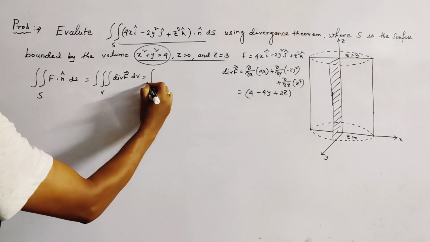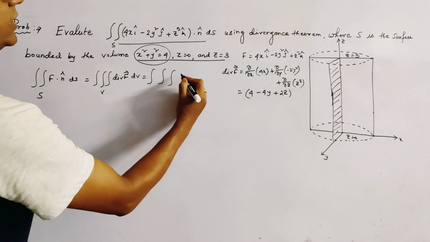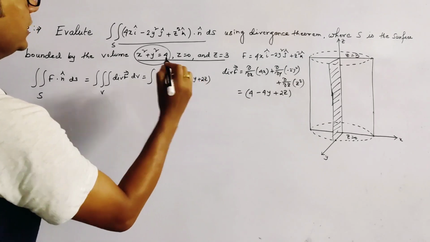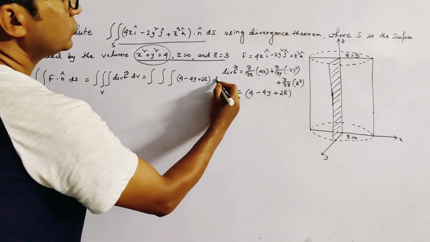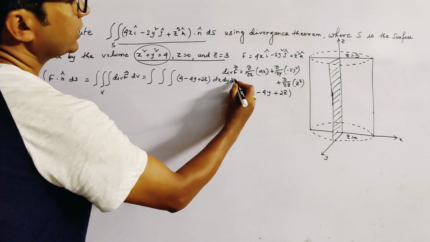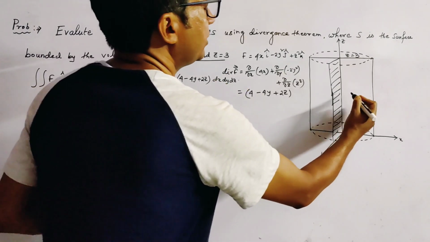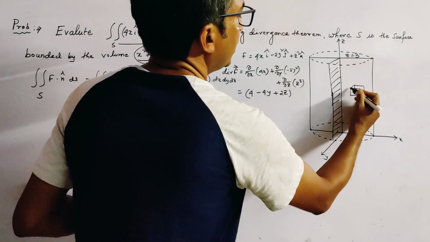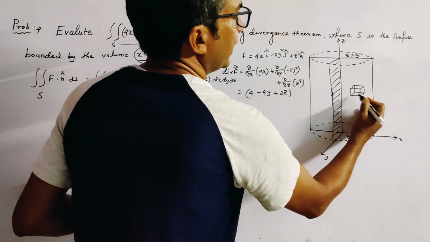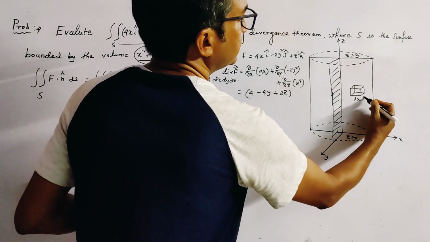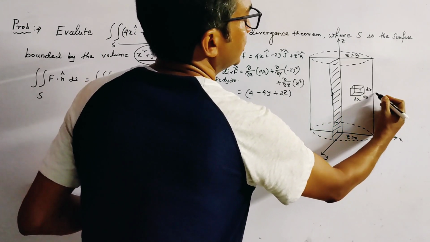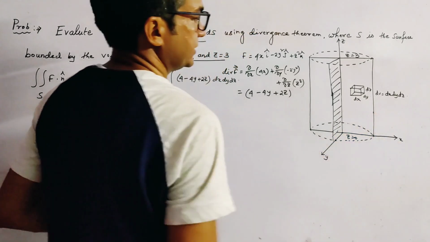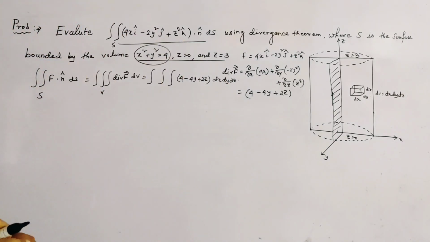Here div F is 4 minus 4y plus 2z, and dV is equal to dx dy dz, because any volume element looks like a rectangular parallelepiped, right? The length of this is dx, breadth is dy, and height is dz. So dV is equal to dx dy dz. We put the value of dV.